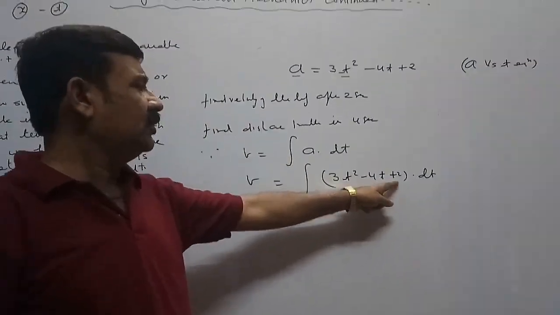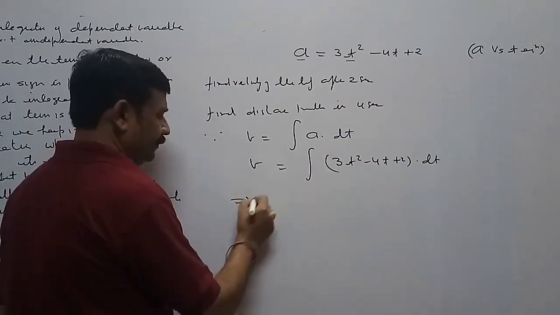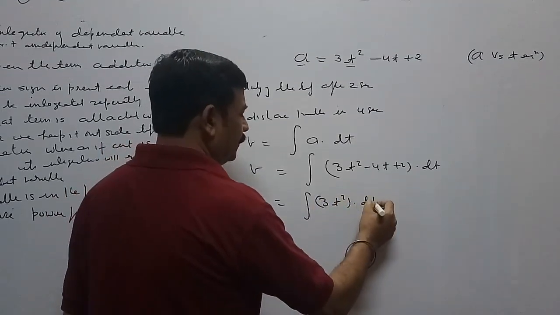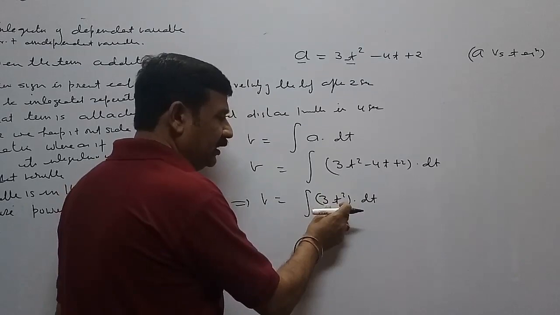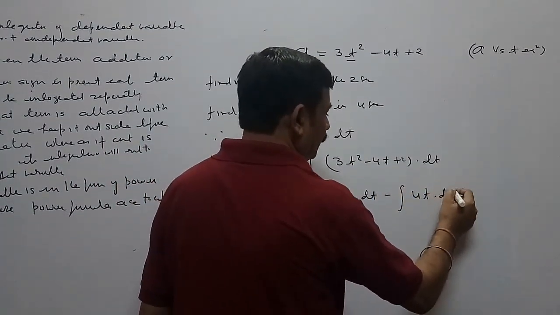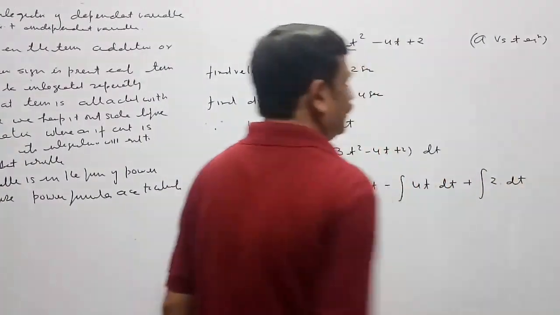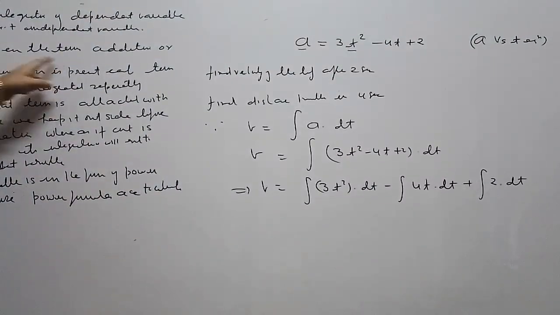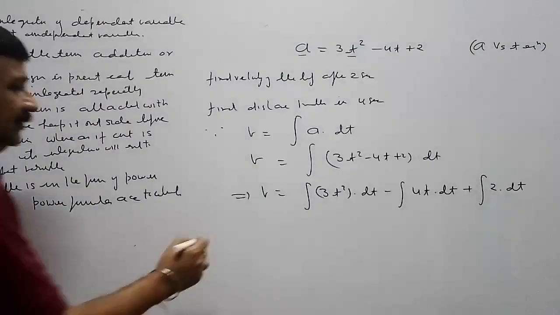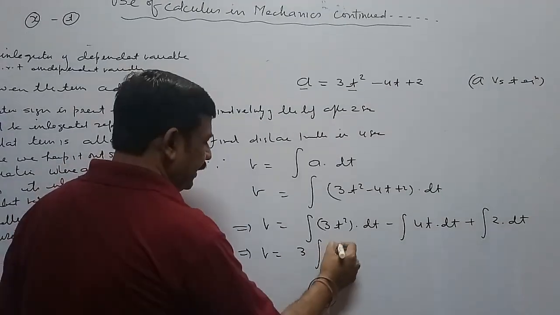Between the terms, an addition or subtraction sign is present, so each term should be integrated separately. Integration of 3t square: we are integrating only 3t square this time, the first term. Then we will integrate the second term with respect to time. Then we will integrate the third term with respect to time. According to this rule, if an addition or subtraction sign is present between the terms, each term should be integrated separately. If a constant is attached to the variable, before integrating we take the constant outside.